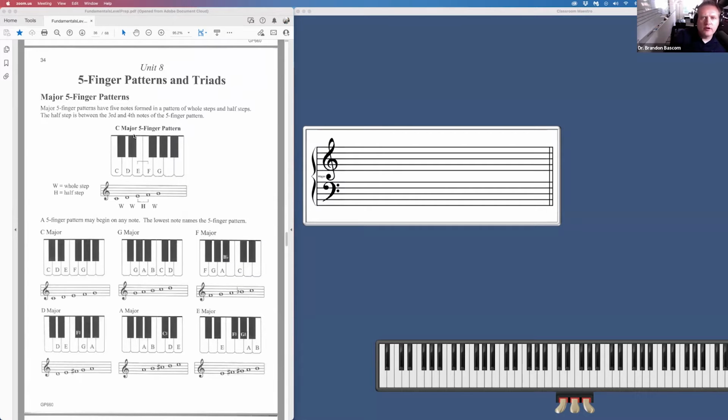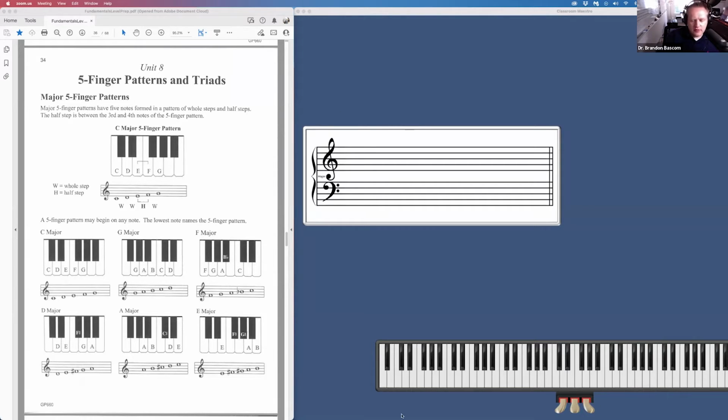In this video, we are going to go over Unit 8 from Fundamentals of Piano Theory Preparatory Level. Unit 8 is all about five-finger patterns and triads. Five-finger patterns are sometimes called pentascales because they're the first 5 notes of a major or minor scale.